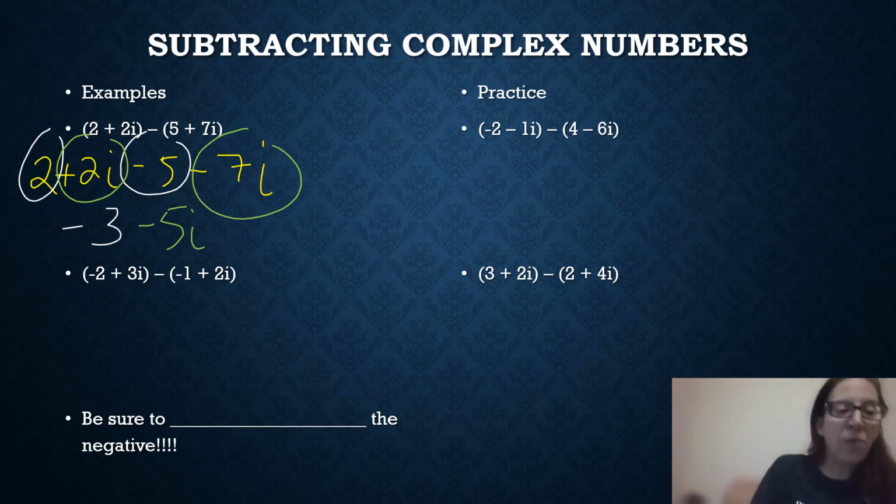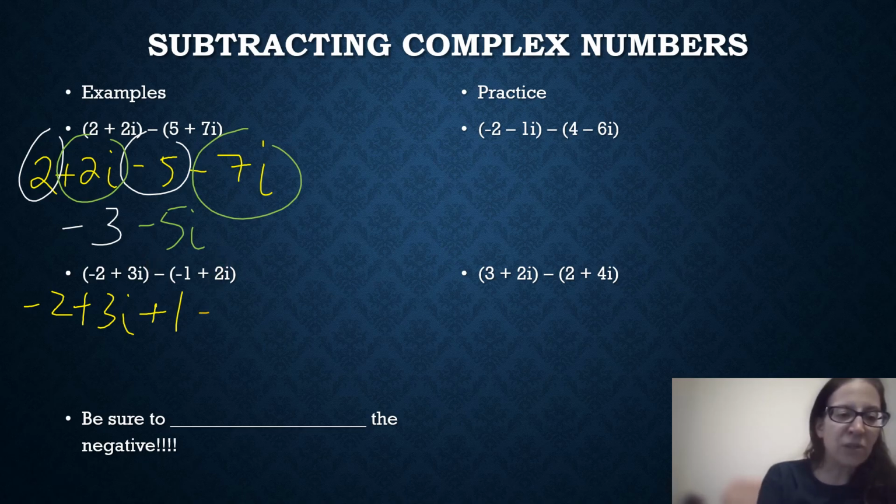All right, for the second one, same concept here, negative 2 plus 3i. Now be careful, be careful, be careful. Minus a negative means you are adding. Okay, subtraction just means adding the opposite, and minus the 2i.